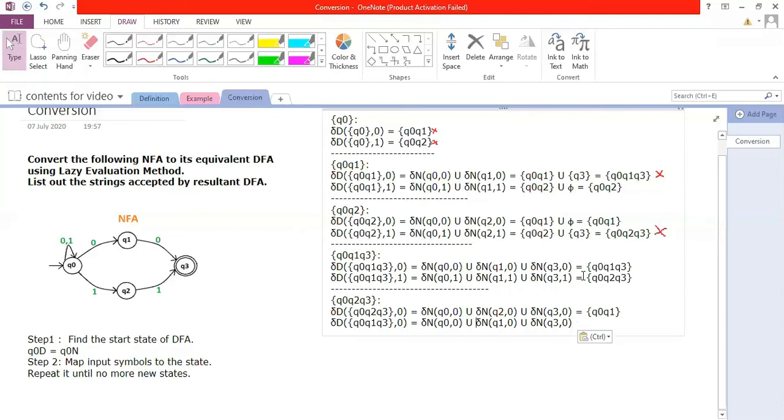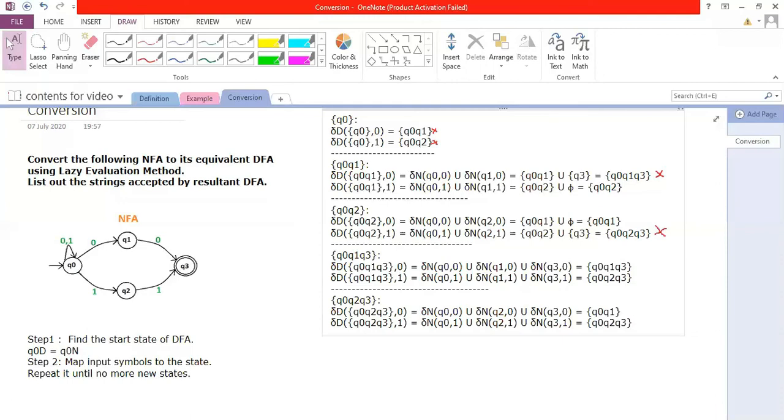Moving on, we should worry about q0 q2 q3 with 1. So q0 q2 q3 with 1 in the NFA is q0 with 1, then q2 with 1 as well as q3 with 1. Now check again. q0 with 1 is q0 q2, q2 with 1 is q3. There is no transition in the state q3 with the input symbol 1. So I just stop it. So it is q0, q2, q3. Now check out, did we find any new states? I don't think we found any new states.